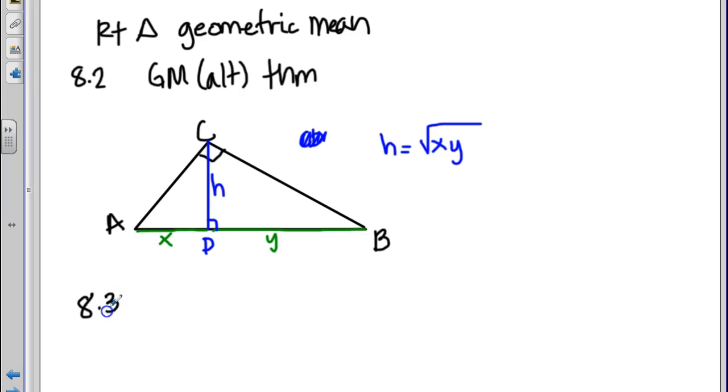Let's talk about 8.3. 8.3 is the geometric mean leg theorem. All right, let's draw another triangle.